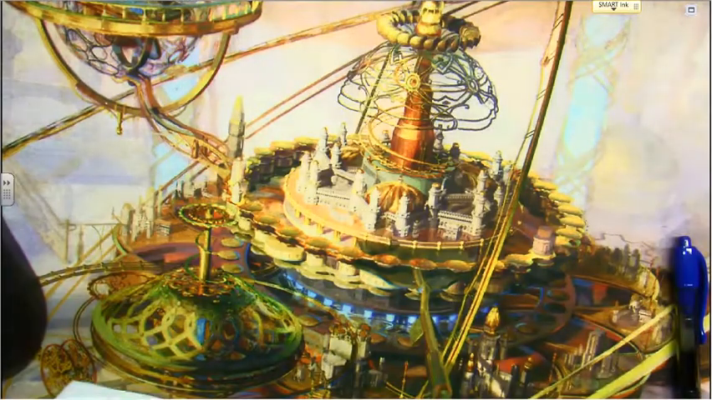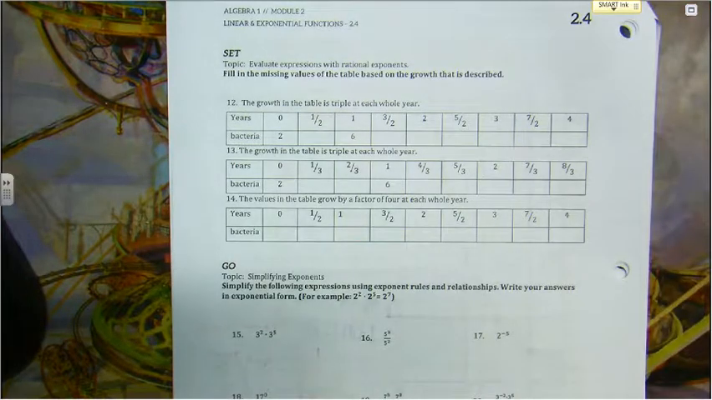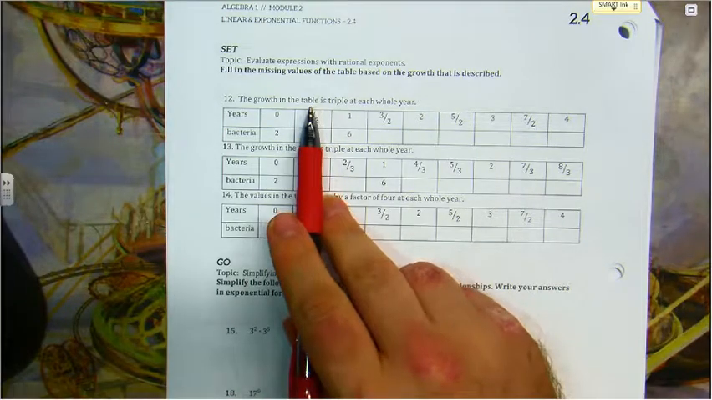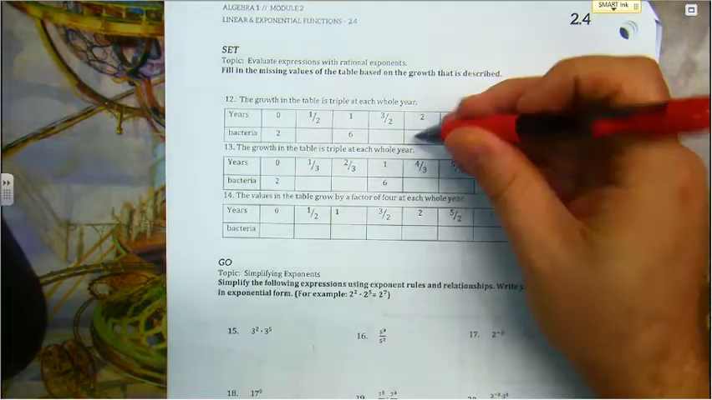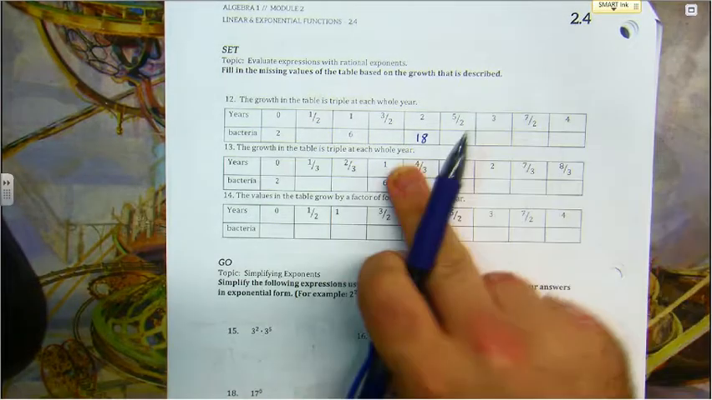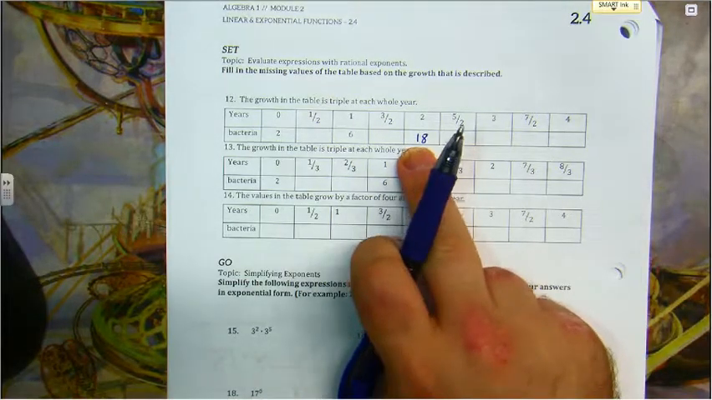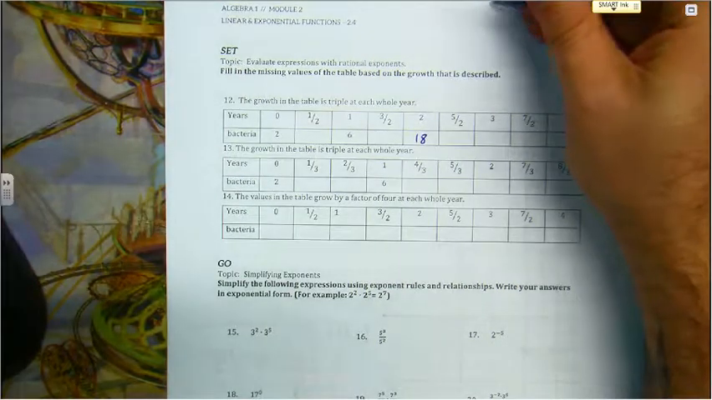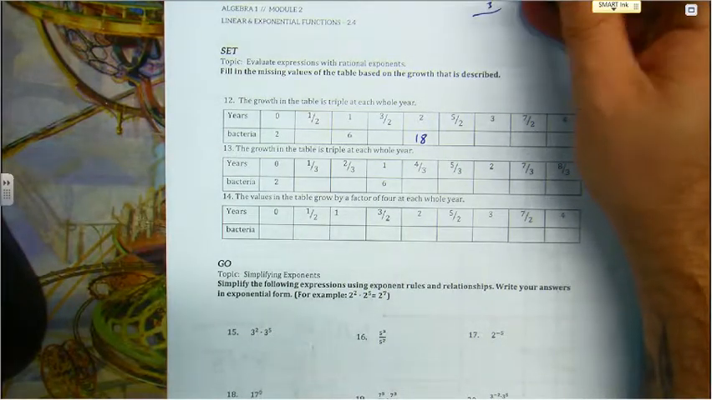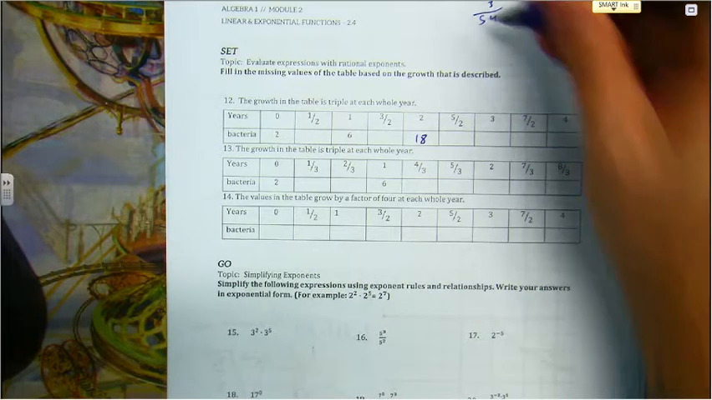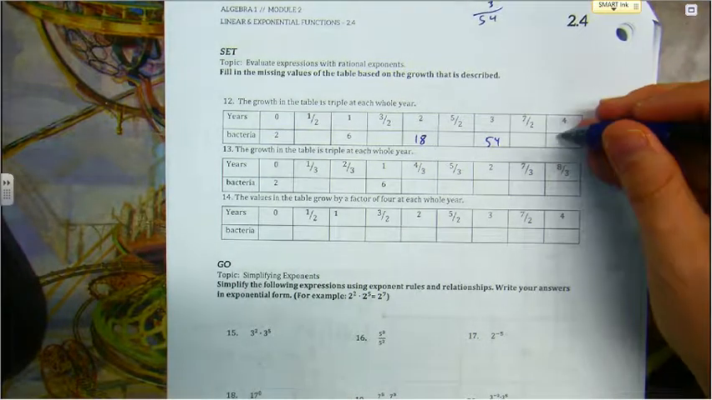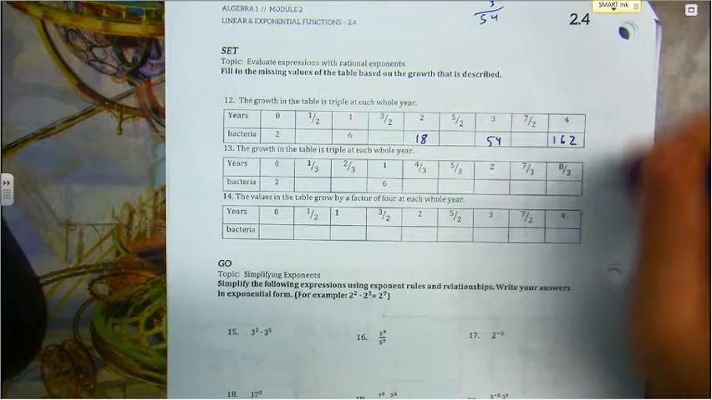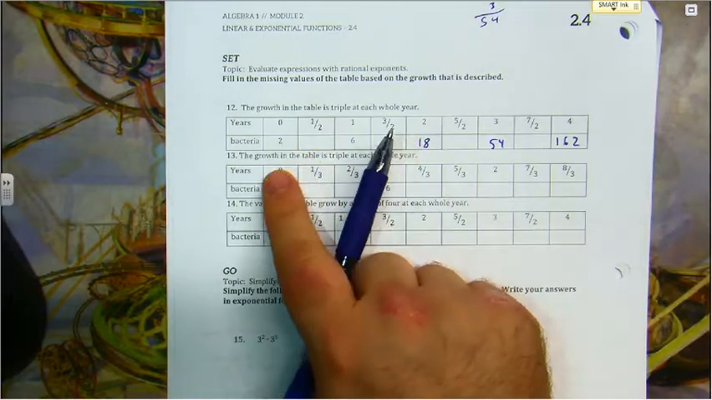Next section. Okay, it's asking us to do more of this. It's asking us to figure out more of these in a defined table. So let's go ahead and do that. So it's tripled at each whole year. So 2 is tripled to 6, is tripled to 18, is tripled to, oh boy, what's 18 tripled? 18 tripled, 54. 54 tripled is 162.